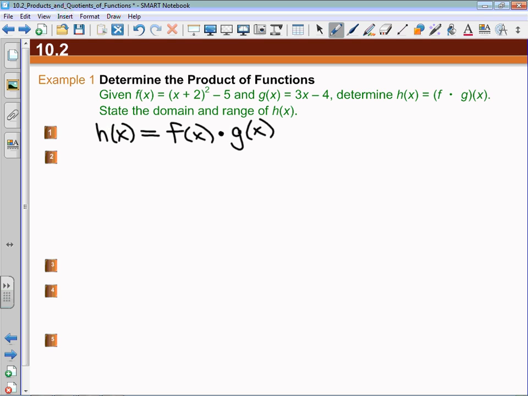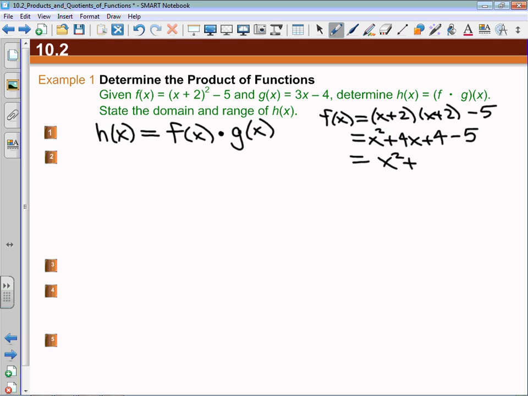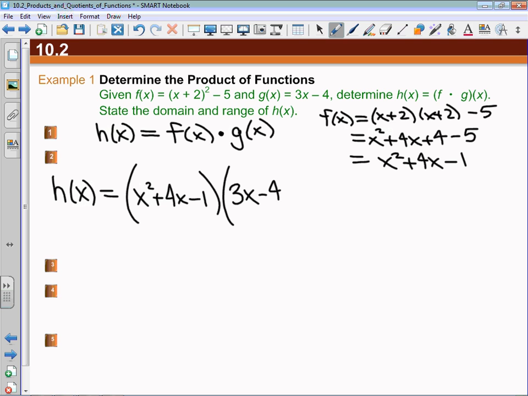The one thing I'm going to do that's going to make multiplication just a little bit easier is I'm going to write f of x as x plus 2 times x plus 2 minus 5. So that means that it's x squared plus 4x plus 4 minus 5, or x squared plus 4x minus 1. And that's going to be a little bit friendlier for the distribution process because now I can write h of x as function f, which is x squared plus 4x minus 1, times function g, which is 3x minus 4.